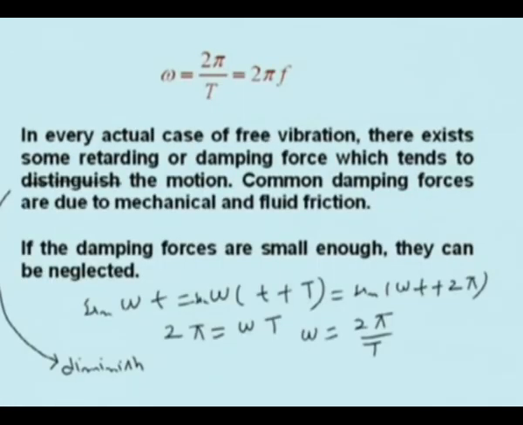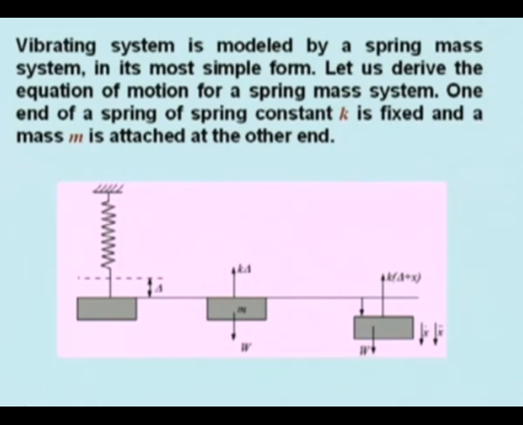Now a vibrating system is modeled by a spring mass system in its most simple form. You can take a spring and hang it from a ceiling. At the other end, if you put a mass, it becomes a spring mass system, and you can study it. But the study of this spring mass system is not limited only to this type of thing. Many other systems can be approximated by a spring mass system.